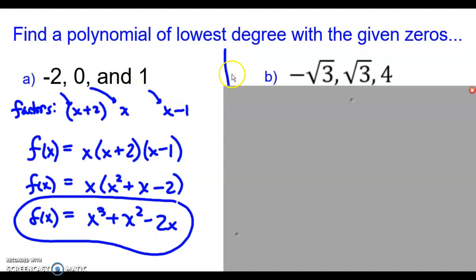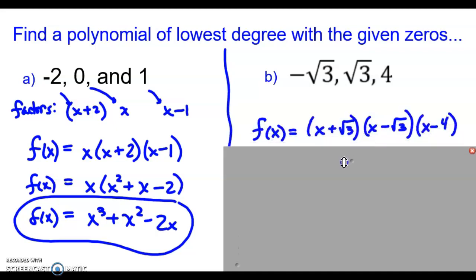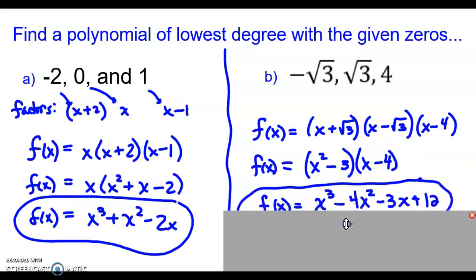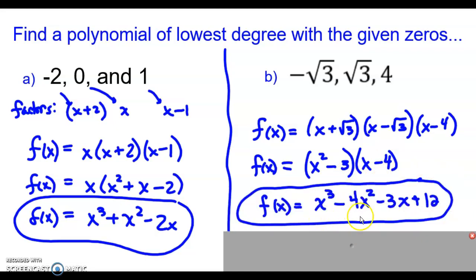What if I have the zeros of negative square root of 3, positive square root of 3, and 4? Well, just like we did on this last example, we're going to turn each of those into a factor. So x minus the minus makes x plus the square root of 3, x minus the square root of 3, and x minus 4. A hint would be to go ahead and multiply the two factors together that have the radicals so that they can simplify nicely. That will give me x squared minus 3, then multiply with the x minus 4, and combine like terms, and we get x to the third minus 4x squared minus 3x plus 12.